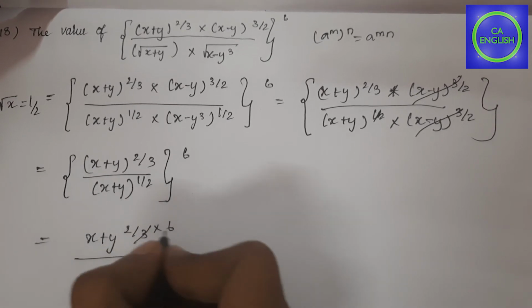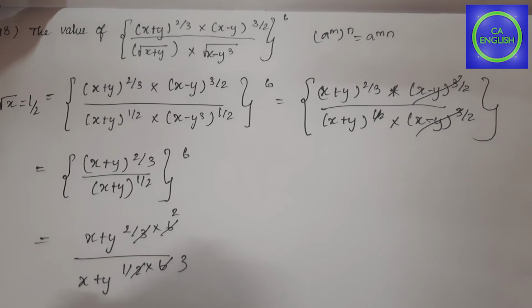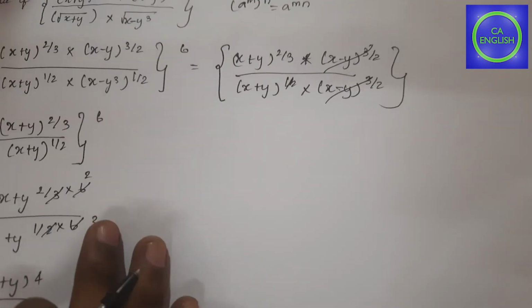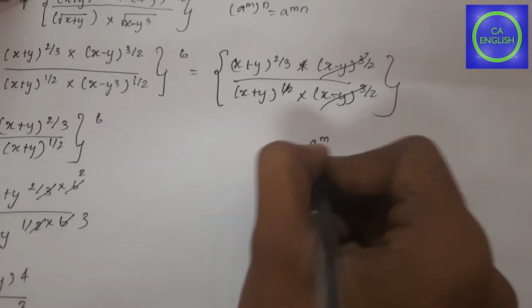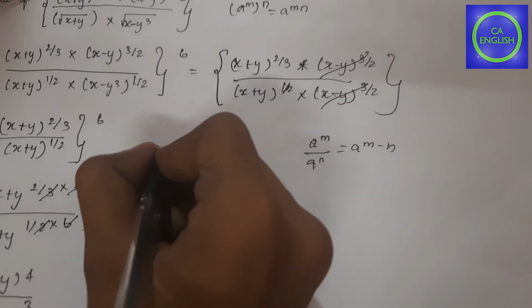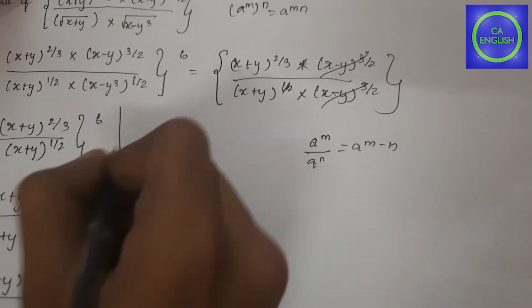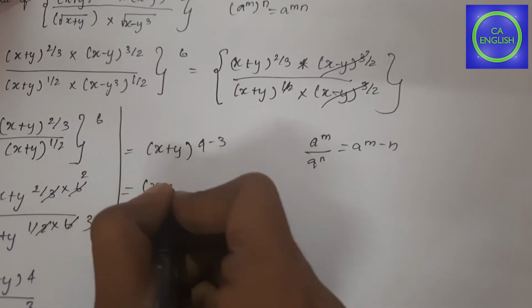2 3s are 6 and 3 into 2 is 6. Next we are going to simplify x plus y the whole power 4 divided by x plus y the whole cube. Next we are going to solve using one law. a power m divided by a power n is equal to a power m minus n. Now write it as x plus y power 4 minus 3, and the answer is x plus y.